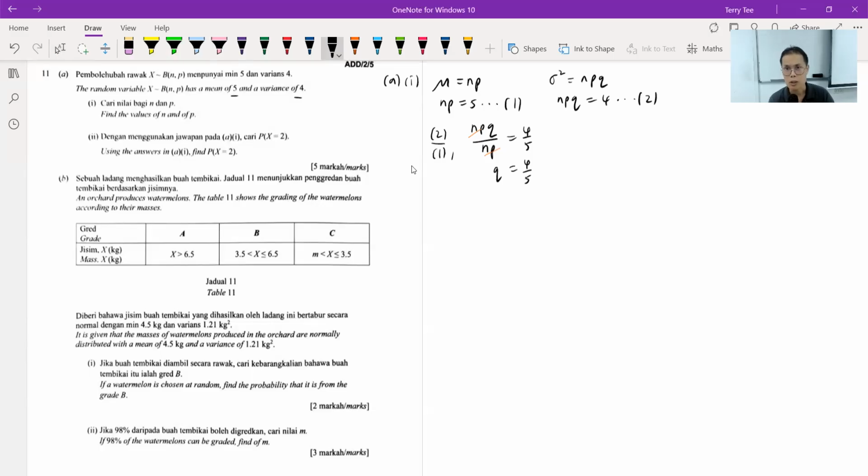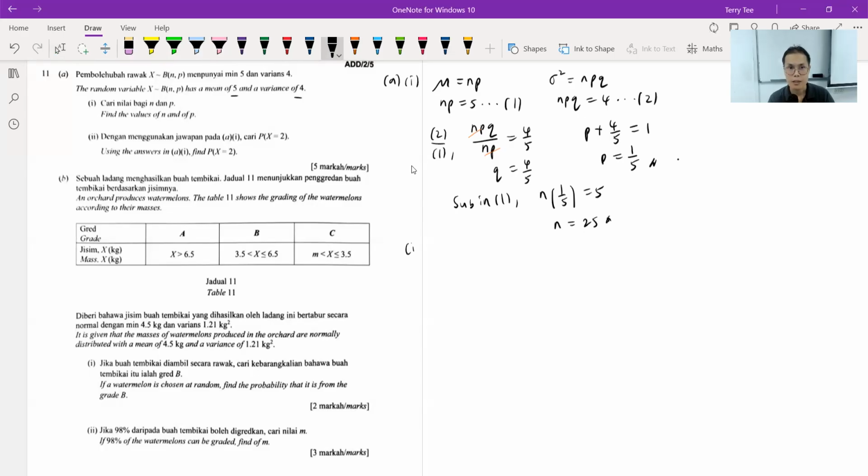Okay, one thing to take note: p plus q is always 1. So if you know your q is 4 over 5, your p will be 1 minus 4 over 5, which is 1 over 5. But we're finding p and we're finding n. So to find n, we substitute into equation 1. I know p is 1 over 5. This result is 5. Multiply up, my n is 5 times 5. We shall write this as 25.